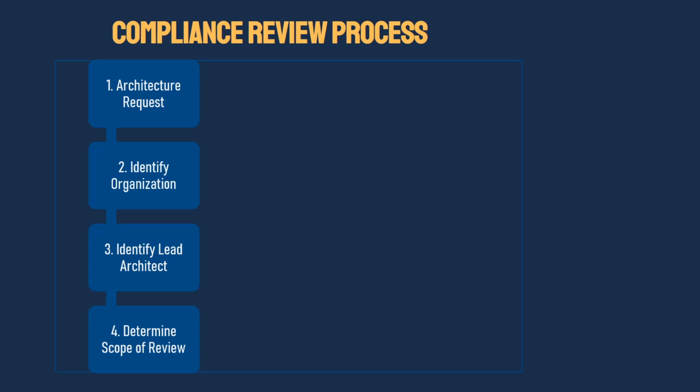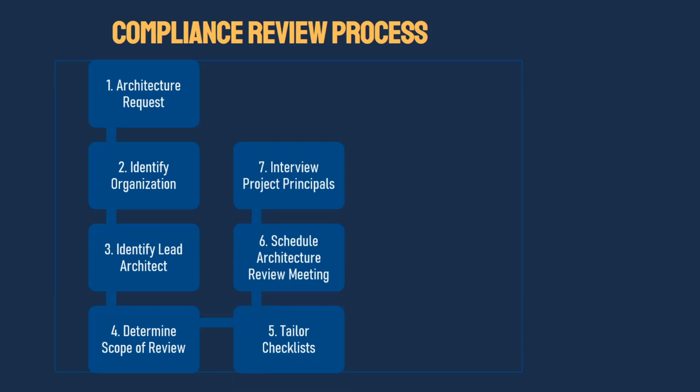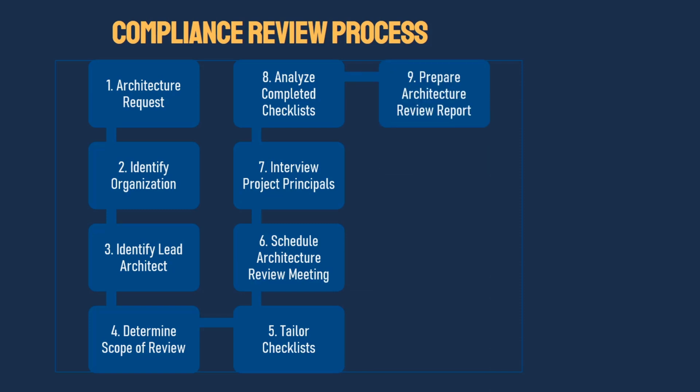determine a scope, tailoring our checklist, scheduling an architecture review meeting, interviewing the project principals, analyzing those completed checklists, preparing a report, presenting our findings, and finally accepting review and sign off, and creating a summary report.